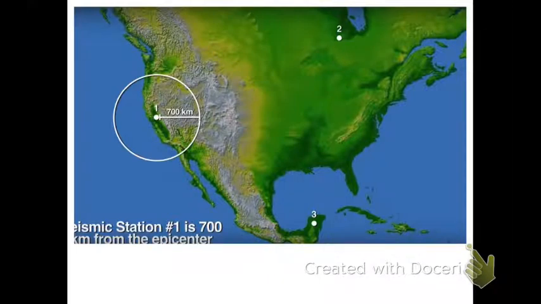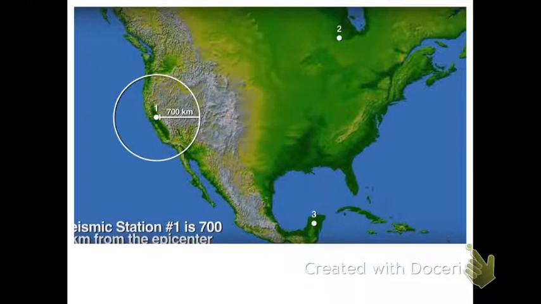Well, do I know where the earthquake is? No, because all I know is it was 700 kilometers away, so it could have been anywhere on that circle. So in order to find it out, I'm going to call my buddy up in Michigan, and I'm going to say, hey, Bob, y'all got some readings on that earthquake?